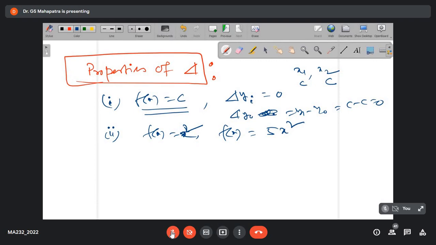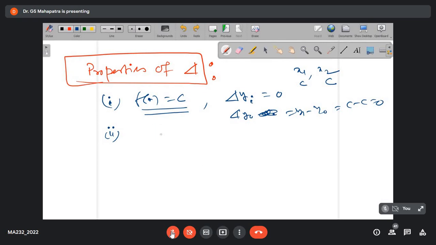That is, one is 5 times another one, correct? So f of x or g of x, we can write this as f of x is k times the other function, that means k equals 5. If that is the scenario, what will be the difference between the forward differences?